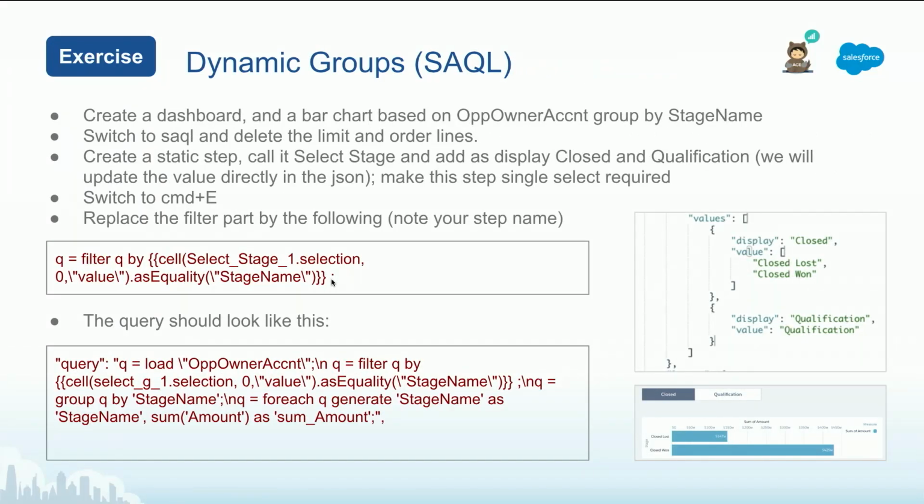Here's another use case where I'm just going to walk you through it. You can use the exercise, but in this case, we are passing the values of a static step to a cycle step, based step. All you need to remember is pretty much the same concept. The only difference is you are going to use as equality. So if you look at the syntax, it's listening to the static step. What are you selecting? And then you are selecting cell from that select stage, for example, and you're passing it as equality to filter stage name.